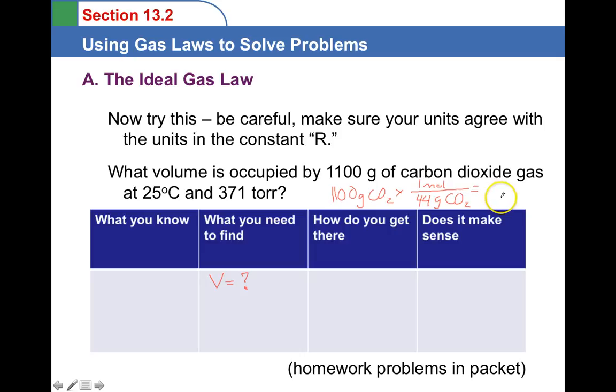And we end up with 91.7 moles of the CO2. So n is equal to 91.7 moles. Temperature is equal to 25 degrees C. I'm going to automatically add 273 to that. And when I do that, I end up with 298.